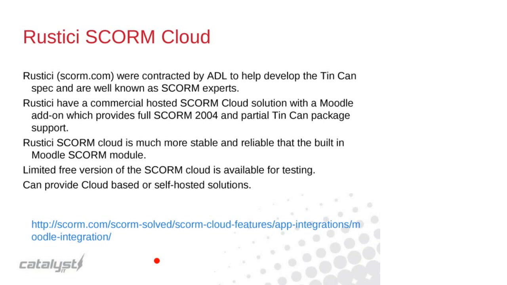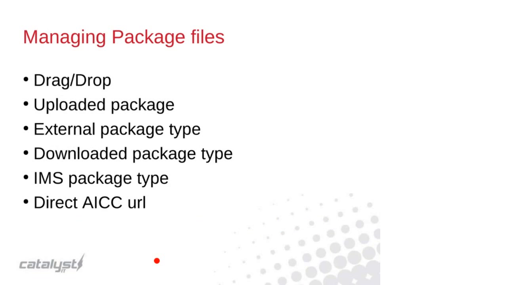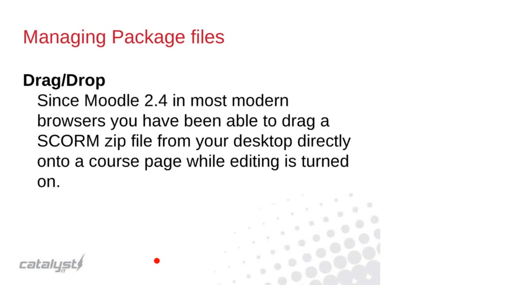Next thing I wanted to go through was how to manage your SCORM package files in Moodle. There's a range of different ways of storing your SCORM package files, so we'll go through some of those options now. The easiest way to create a SCORM in Moodle is using drag and drop. Since Moodle 2.4, you've been able to grab a zip file from your desktop or a folder somewhere onto the course page when it's in editing mode, and it will prompt you and ask whether you would like to add that as a file, a resource, a folder, I think it was, and SCORM.